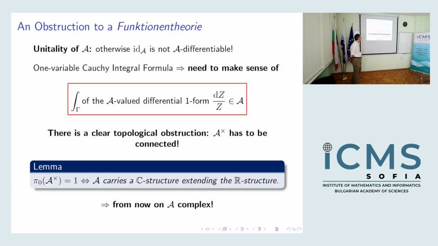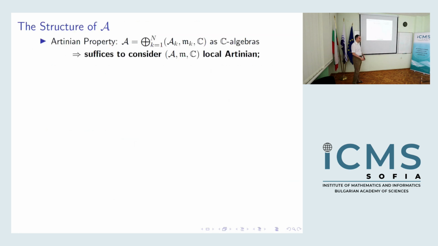And a little lemma tells us that this is the case if and only if the algebra carries a compatible complex structure. And so from this point on, I'm going to assume that the algebra is a complex algebra. And having now fixed all these parameters, commutative algebra tells us actually quite a lot about these algebras. By virtue of finite dimensionality, this algebra is an Artinian algebra, and so it decomposes as a finite direct sum of local Artinian algebras. And so, in fact, for the purposes of doing some analysis over such algebras, it suffices to assume that the algebra is, in fact, a local algebra with some maximal ideal M and residue field C.